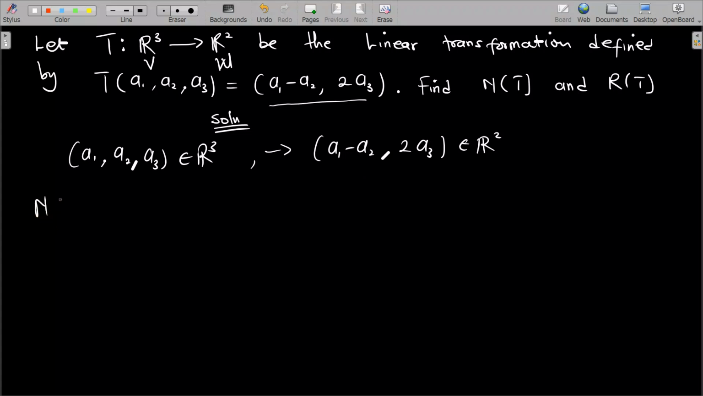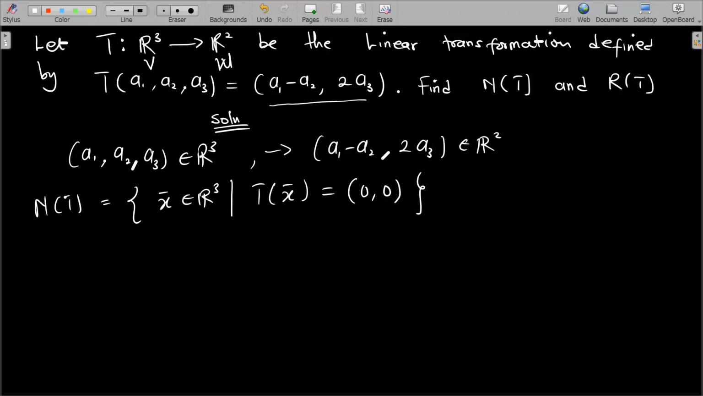Now remember, the null space is defined to be all the x we can pick in R3, where R3 is our V, such that T of x gives us the 0 vector in R2, and here the 0 vector in R2 is (0, 0). So you need to understand what is happening in this part. You need a very clear understanding of the vector spaces you are dealing with. Since I'm transforming from R3 to R2, I need to make sure my 0 vector here is (0, 0). So what does this mean?